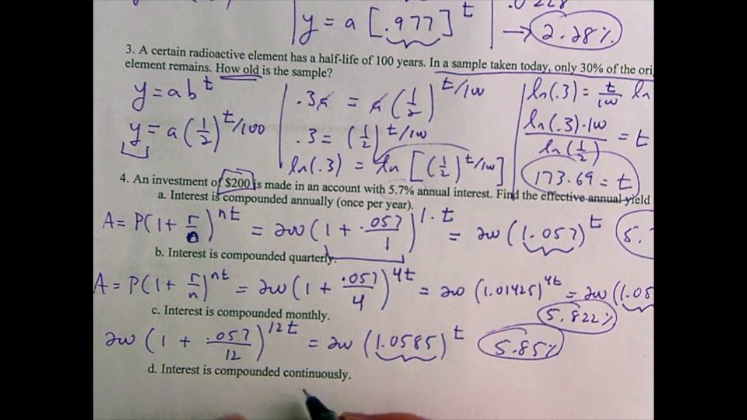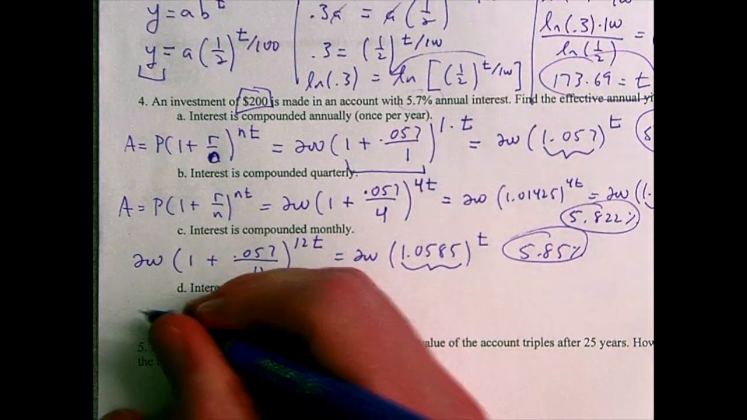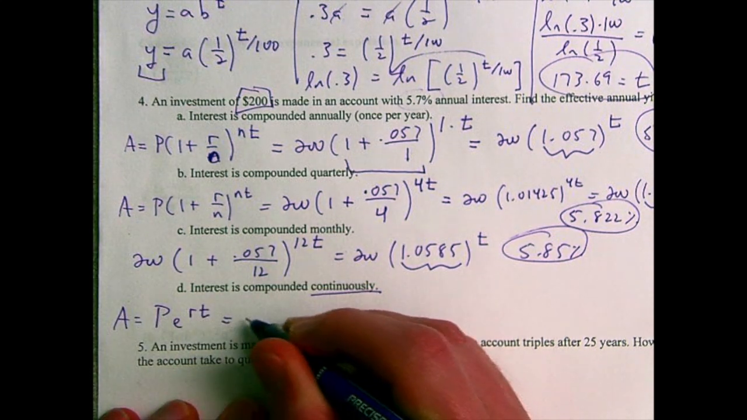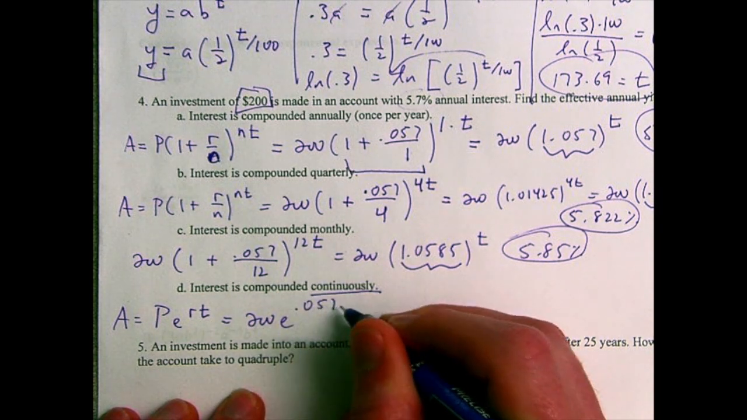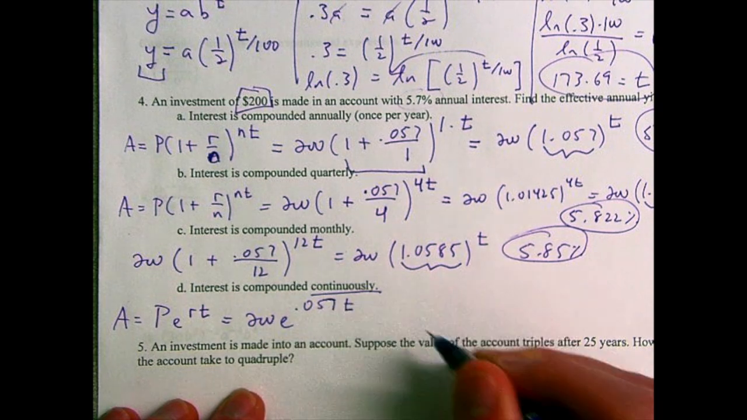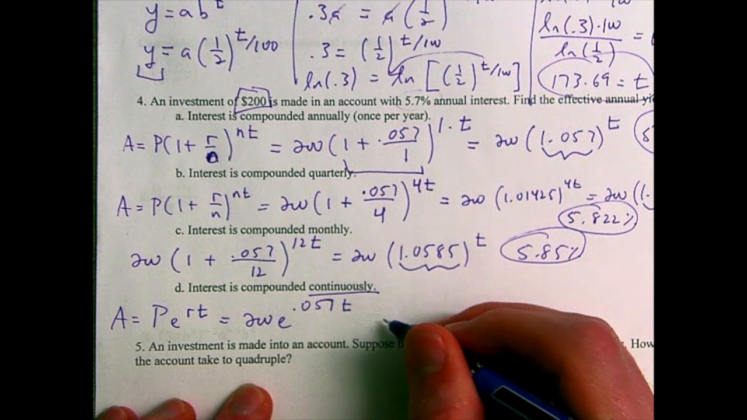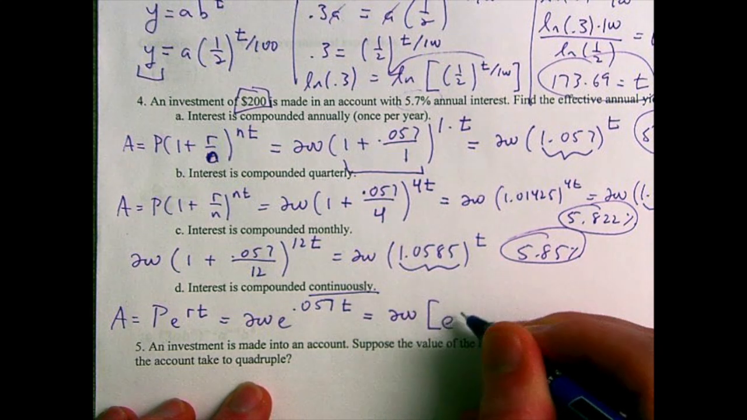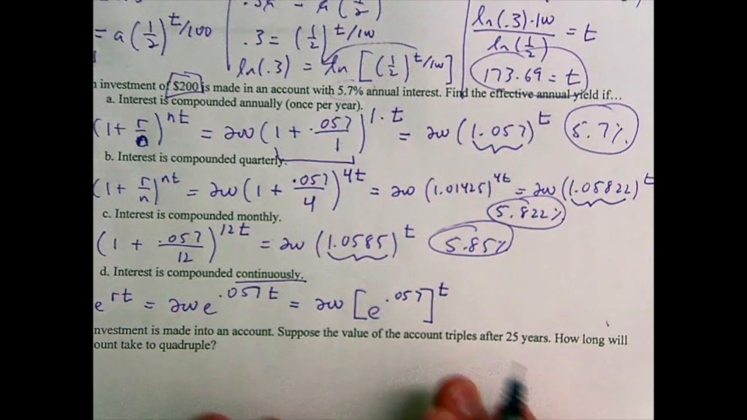And then finally, continuously. The moment you see continuously, you know you need to use a different formula, the continuous compound interest formula. And that's A is equal to P e to the RT. So P is the same, E is that funny constant, R is 0.057, and T is still just T. We have to rewrite this expression just as before so that the T is by itself inside of an exponent. It's the same trick. You can write this as 200 times e to the 0.057 to the power of T. Right? That's how we can rewrite this expression.